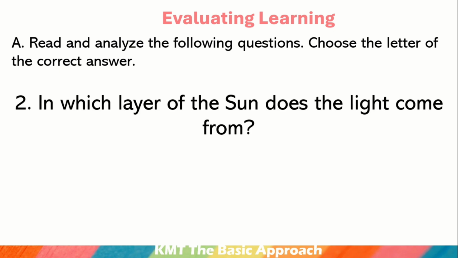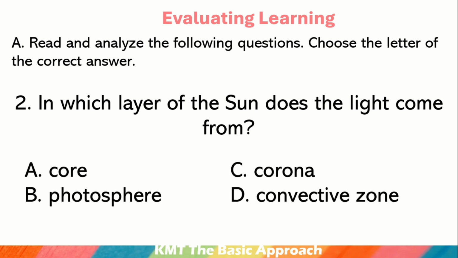Number 2, in which layer of the sun does the light come from? Letter A, core. Letter B, photosphere. Letter C, corona. Or letter D, convective zone. What is the correct answer? Good job! The correct answer is letter B, photosphere.